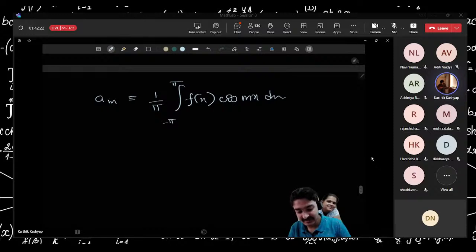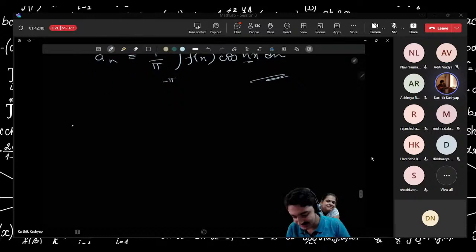So let's, for simplicity, replace m by n because it's a constant anyway. If we write a_n is equal to 1 by pi times the integral of f(x) cos nx dx, for this we have found the value of a_n for all n. If you want any value of n, you can just substitute it in the cos and find the integral. Similarly, we can say for b_n, I'll just write it directly.